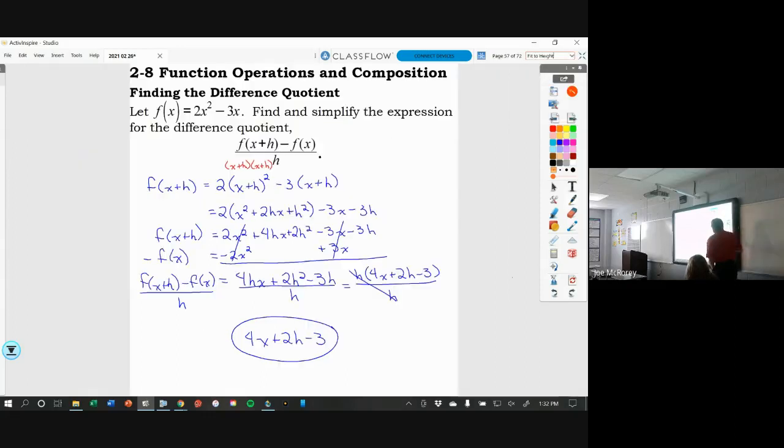That was a lot. So many times when working with the difference quotient, your answer is going to be fairly simple. If you're doing this and you don't find that you're canceling a lot of stuff, then you probably messed up somewhere. So there's the whole problem. Screenshot it if you need to.